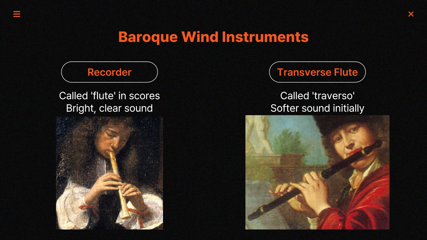In Baroque era scores, when the term flute was used, it usually referred to the recorder, whereas the transverse flute was specifically indicated as traverso. The recorder has a bright and clear sound. The early transverse flute sounded softer and it wasn't very loud, but by the 18th century, the flute was improved so it could play as loudly as a violin and do virtuosic, fancy techniques. After around 1740, the flute completely replaced the recorder.